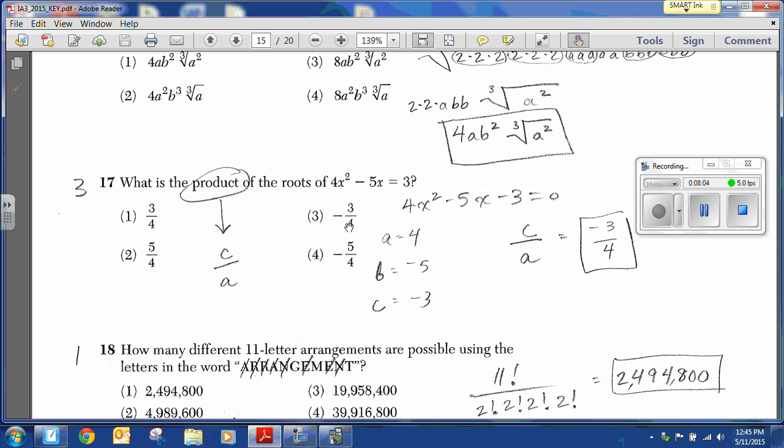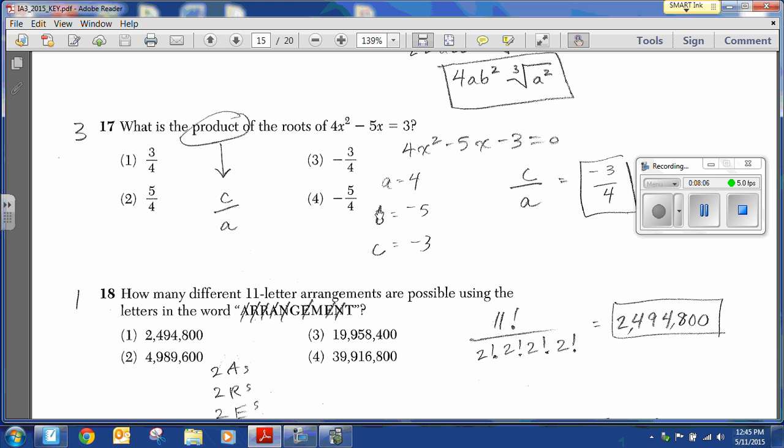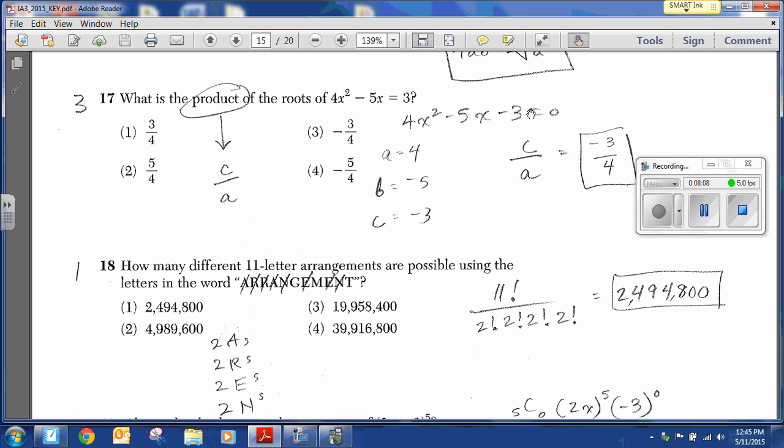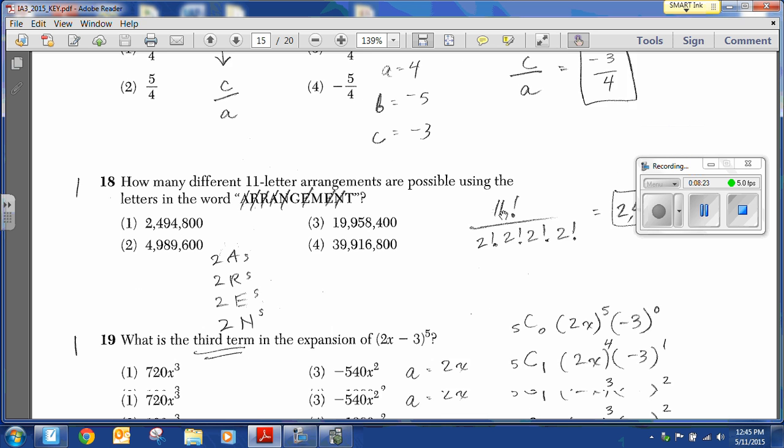Number 17, what is the product of the roots? Well, let's first put this quadratic equation into standard form, and the product of the roots is c over a. Remember, the sum of the roots is negative b over a. So we simply look at a, b, and c is negative 3, so we have negative 3/4.